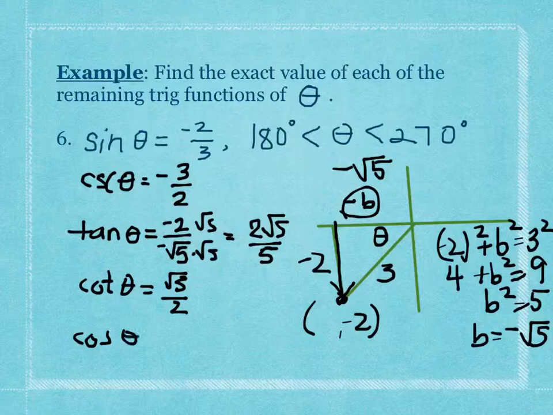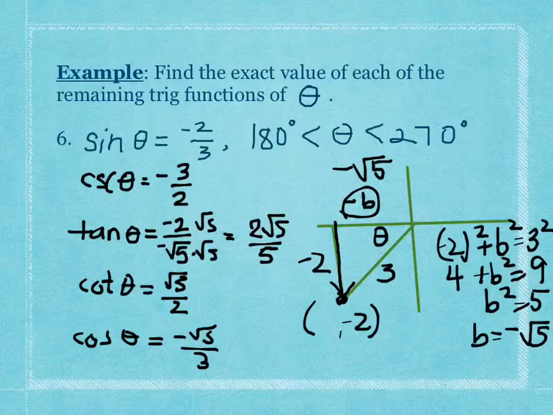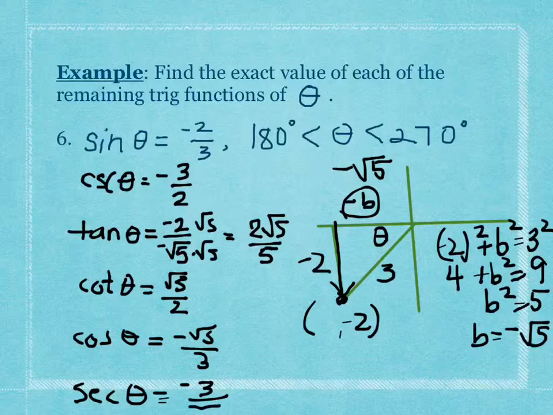Cosine. What's cosine going to be? Negative square root of 5 over 3. Good, because it's adjacent over hypotenuse. I don't have to do any manipulating with that one. I've got one left, secant. So what will secant be before I simplify? Negative 3 over square root 5.